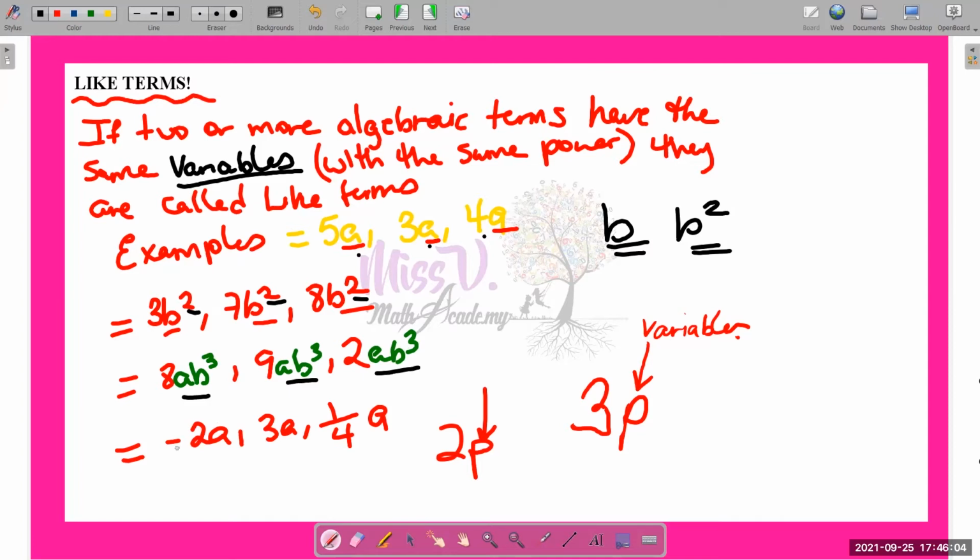Similarly, in the last example, you would realize that we have negative 2a, 3a, and a quarter a. The coefficients don't matter. The only thing that matters is the variables. All of them have the variable a, so all of them are like terms. Everybody with me? Let me know. Yes or no? Got it? Don't got it?